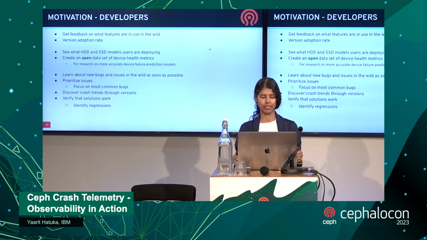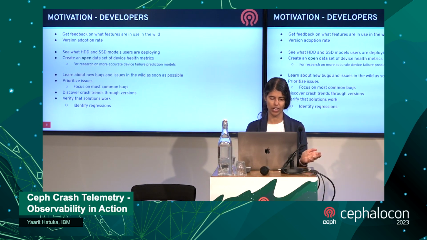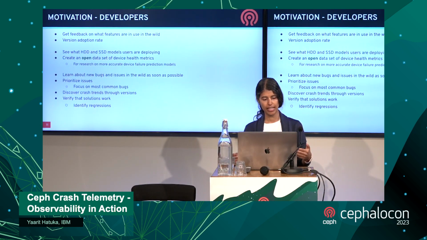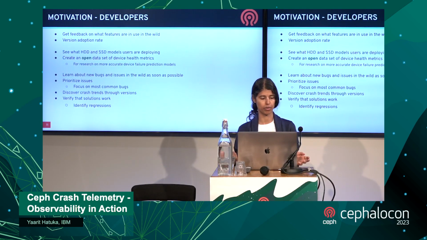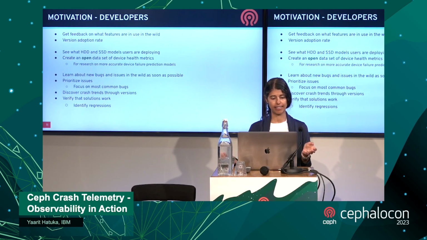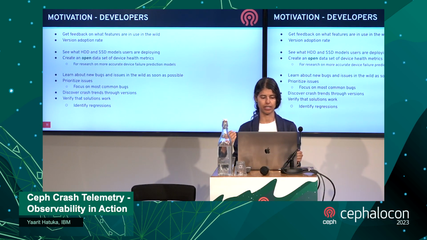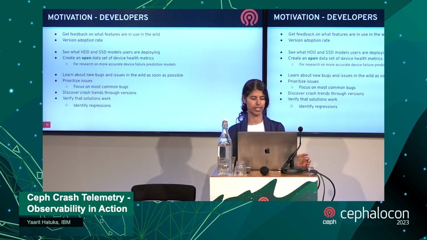We also learn about new bugs and issues as soon as possible by processing the crash data that we'll talk about right away. And it helps us to prioritize issues and to focus on the most common bugs. You can see crash trends through versions. And we can verify that the solution works, because once we provide a fix for a bug, we can verify that it does not appear in the clusters that upgraded. And we can also identify regressions.